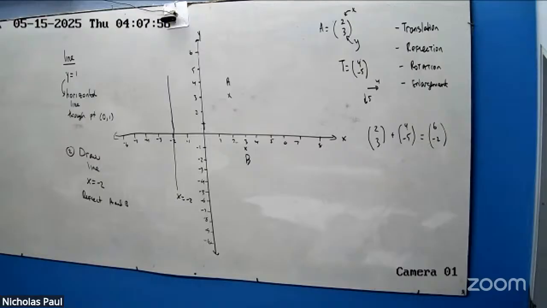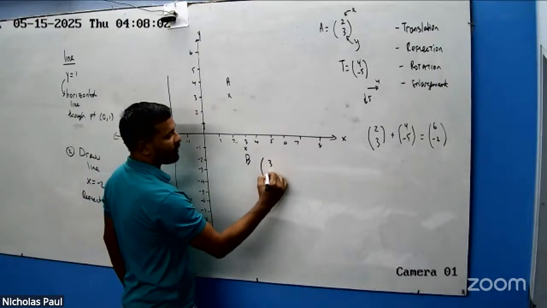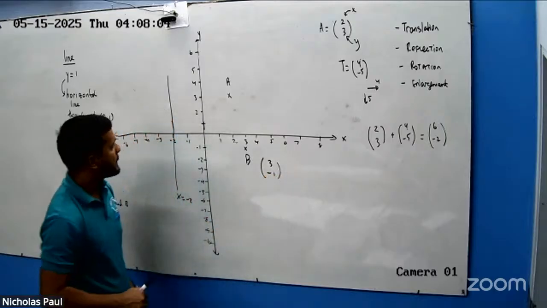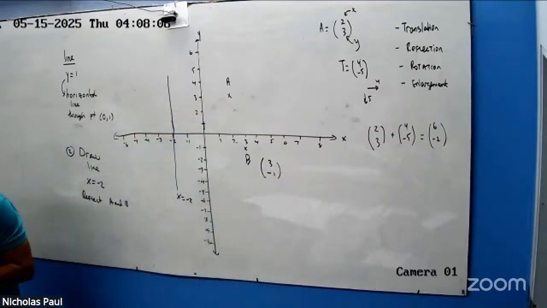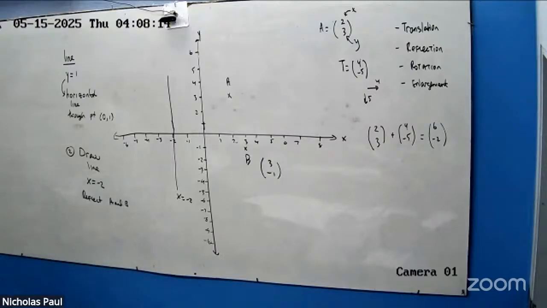B was 3 minus 1. Right? B was 3 minus 1. Right, good. Who reflected from it? Who? Jamal. People want Jamal. Come on, do it from us. Come on, do it.